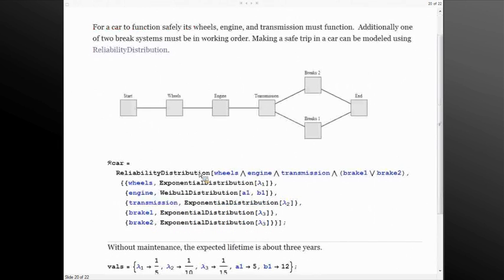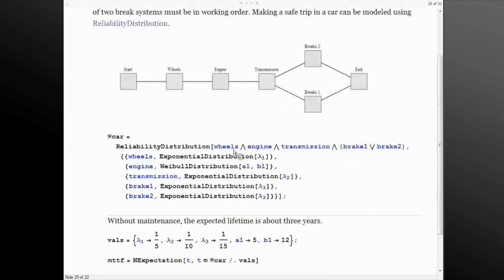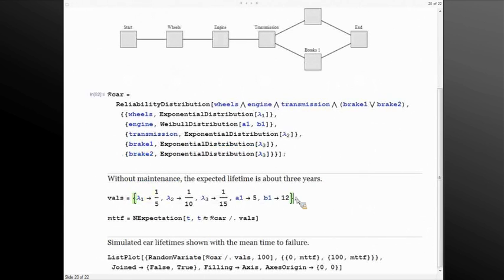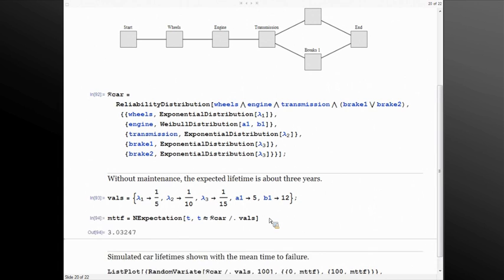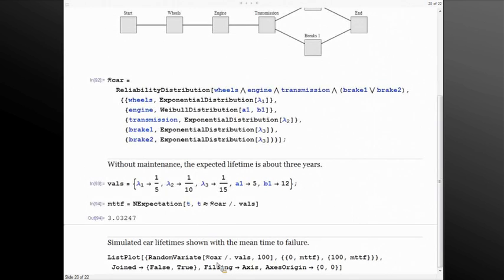So we code this up in a reliability distribution saying the wheels and the engine and the transmission and one of the brake systems have to work for me to get safely where I'm going. Now this is all symbolic, but let's add some numbers to get a sort of realistic model. This is the mean time to failure. I'm using expectations here with those parameter values plugged in. This is how long I expect a car to last, assuming I had to perform 0 maintenance on it. So about 3 years with no maintenance. And hopefully it's not the brakes that fail.